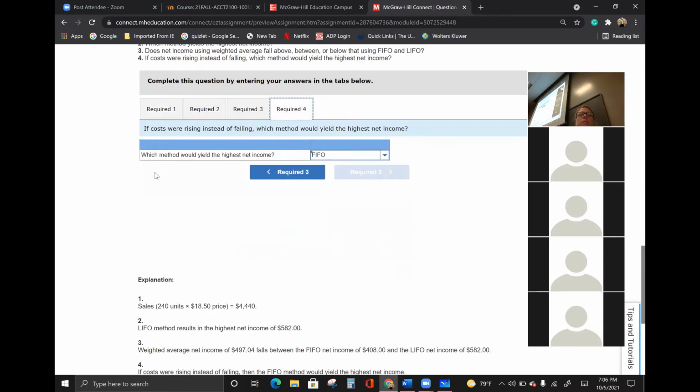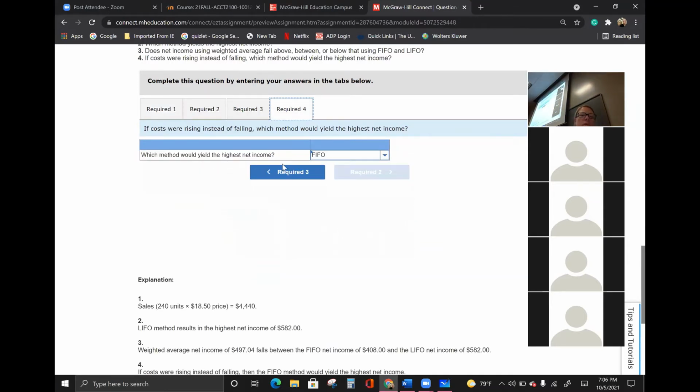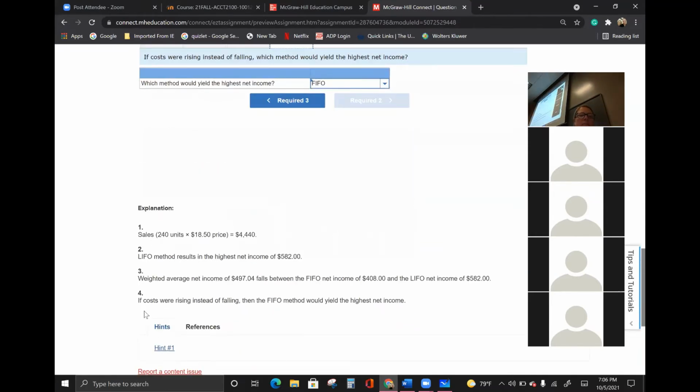And then what method would yield the highest? Didn't we just answer that? Which method yields the highest net income? Is that not the same question? I know, that's what I'm trying to figure out. All right, it looks like it's wanting you to think about the rising costs because our cost is lowering.